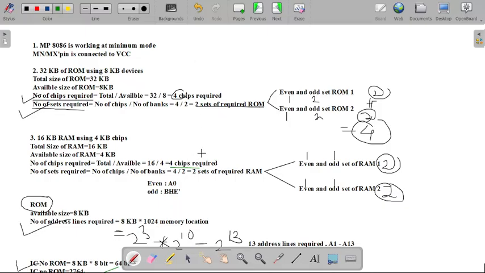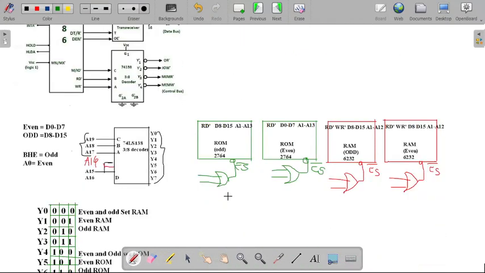So whenever we have calculated these 4 chips, there is an even and odd set of ROM. So we require one chip for even, one chip for odd, that is for set 1. Then one chip for even, one chip for odd, that is for set 2. So we require a total of 4 chips in that diagram. So if we have these 2 chips, I'm writing this symbol and it will become 2 chips for our ROM set of odd 1 and 2. And whenever I'm writing this symbol here also, then it will become 1 plus 1, 2.